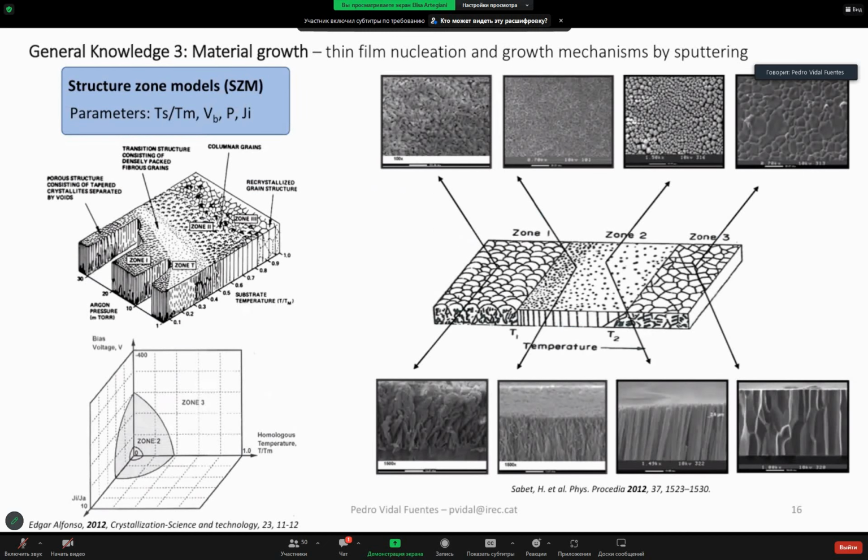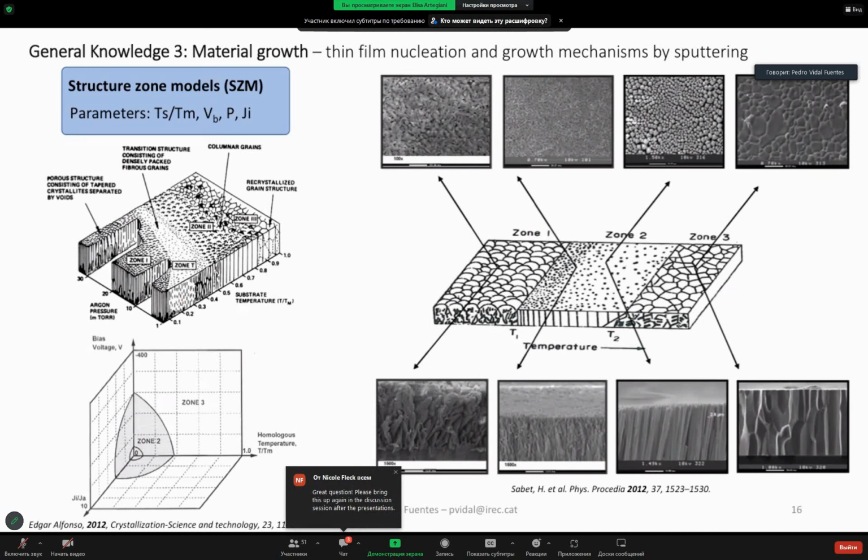This will define what are called structure zone models, in which you can categorize how the films grow on the substrate. This is more or less independent of the materials. Of course, the values at which this happens will change, but you can define some parameters that will modify the thermodynamic conditions of the film when it's growing inside the chamber, such as the substrate temperature in relation with the melting point of the target, the pressure of the chamber, the bias voltage between the cathode and the anode, and the amount of ions versus atoms that are moving towards the substrate.